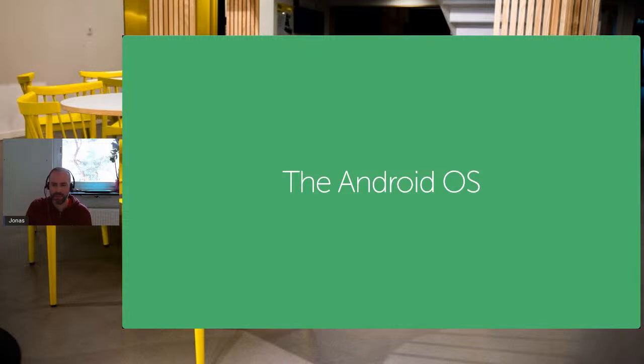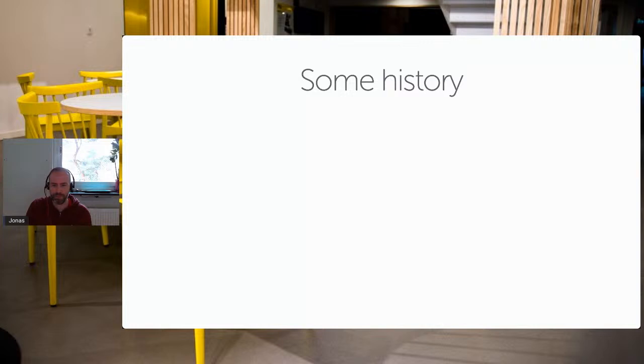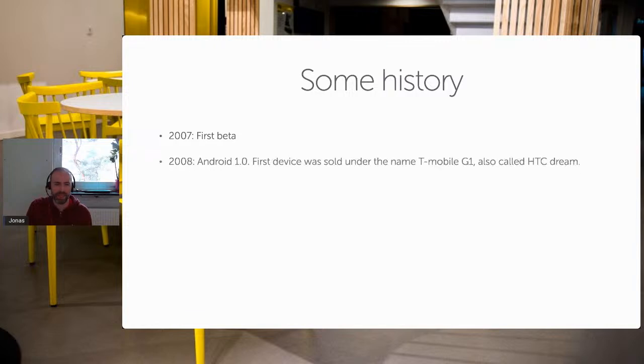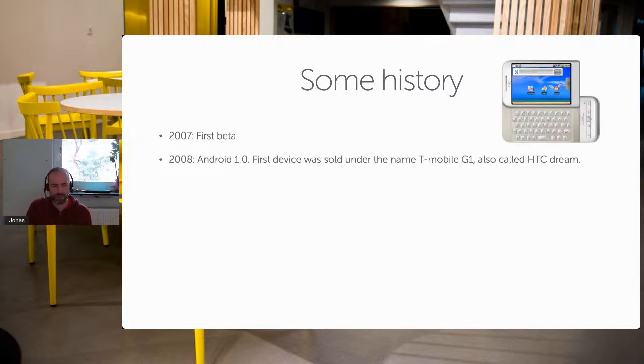So let's jump into looking at the Android OS. I just want to start by giving you a brief history of Android, which started out in 2007 when the first beta came out. And in 2008, we have our first version 1.0, where the first device available on the market was called T-Mobile G1. Quite simple, but yet there were quite a few features that were quite nice. You had touchscreen, built-in keyboard, and also a kind of trackball, because back then it was quite common to navigate mobile UIs using trackballs or tracking sensors to highlight components that you click instead of just touching the screen.